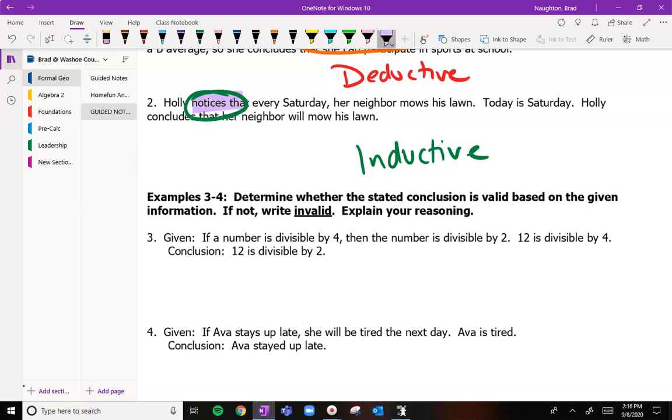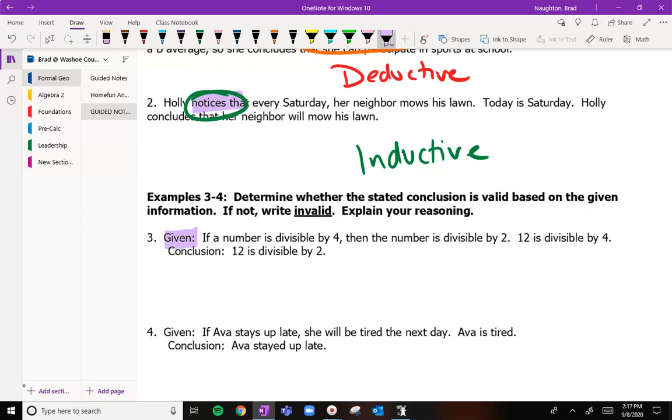So, given. The idea of given is they're like, here's the scenario. You don't have to second guess it. This is what they give you. So a number is divisible by 4, then that number is also divisible by 2. So 12 is divisible by 4. Okay? The conclusion, or the conjecture, that someone's trying to tell you is that 12 is divisible by 2.